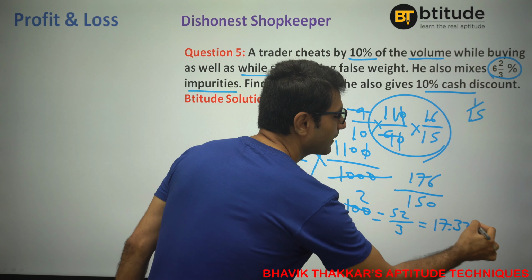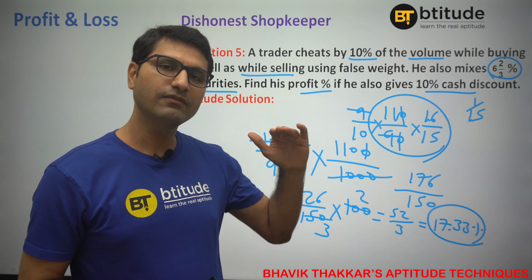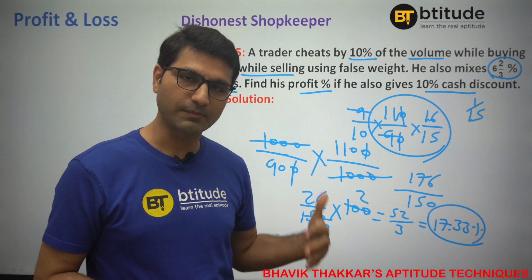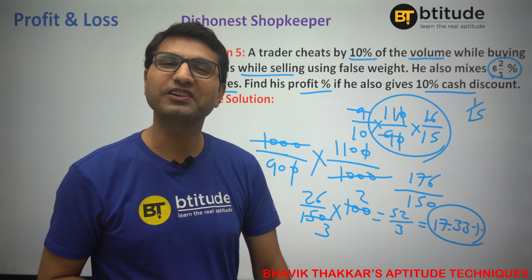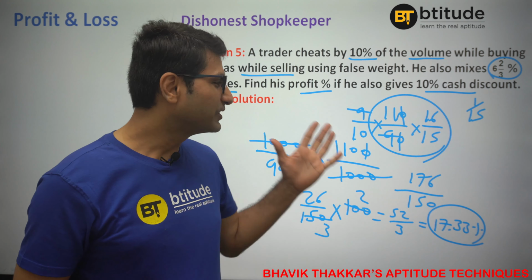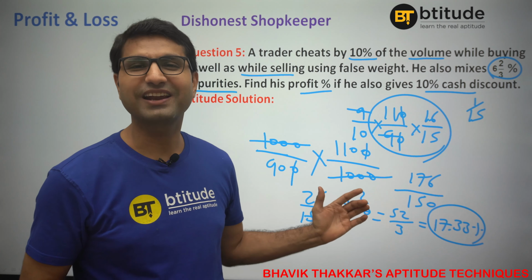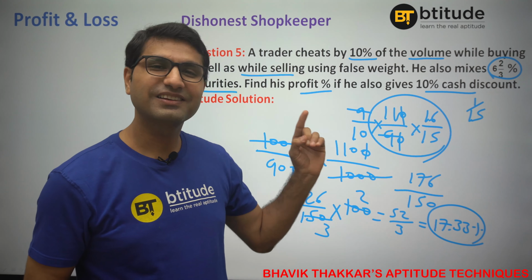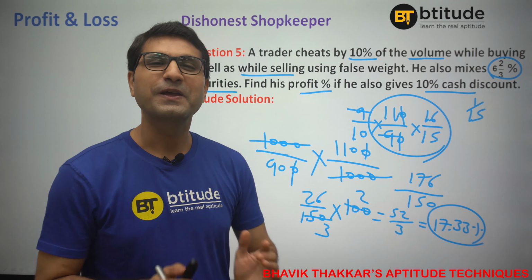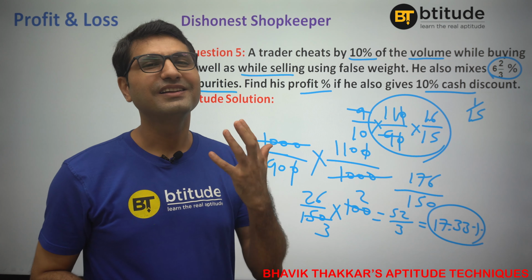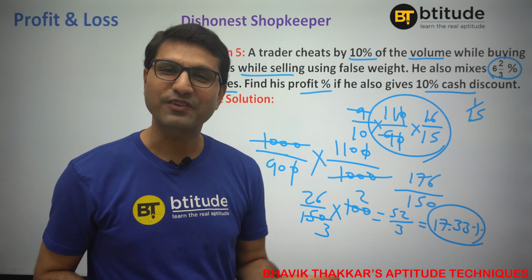17.33%. Or you can say 17 1 by 3% in whatever form the option is. Maybe 17 1 by 3 fraction, 17 integer 1 by 3, or maybe 17.33%. So this is how easily we can get the answers of these very difficult questions with the use of normal understanding of multiplying factors.